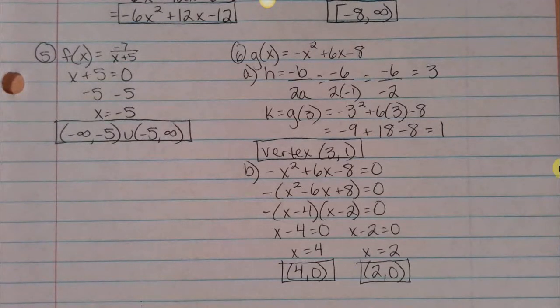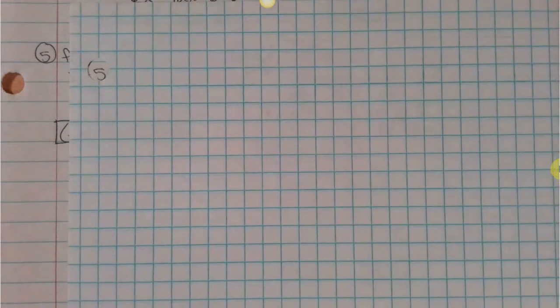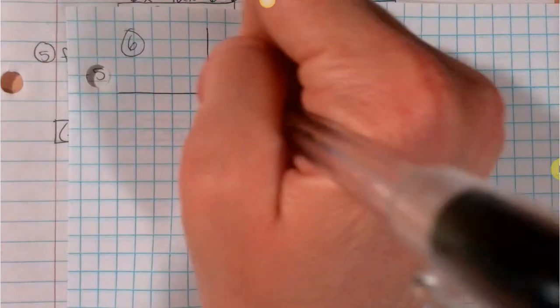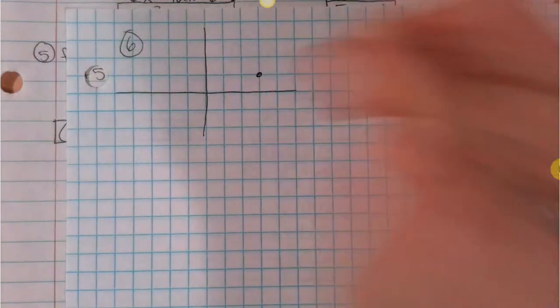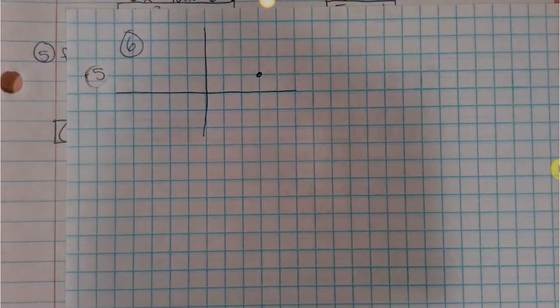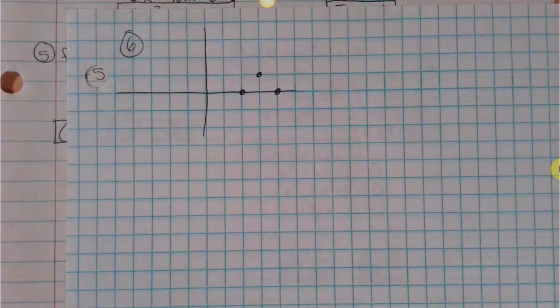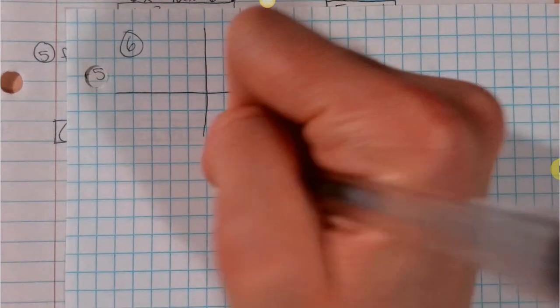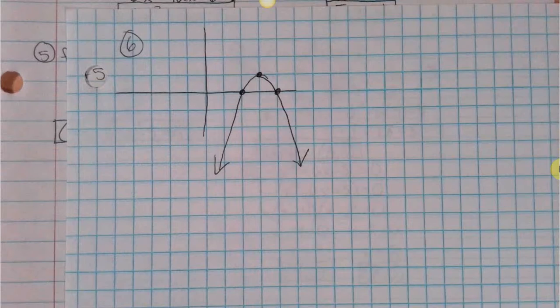So then for part C, we want to use that information that we found in part A and part B to graph this function. So we said that we have our vertex at 3, 1, which would be located there, and then intercepts at 4, 0 and 2, 0. So now we just need to connect those 3 points with our parabola shape, and we end up with something that looks like that.